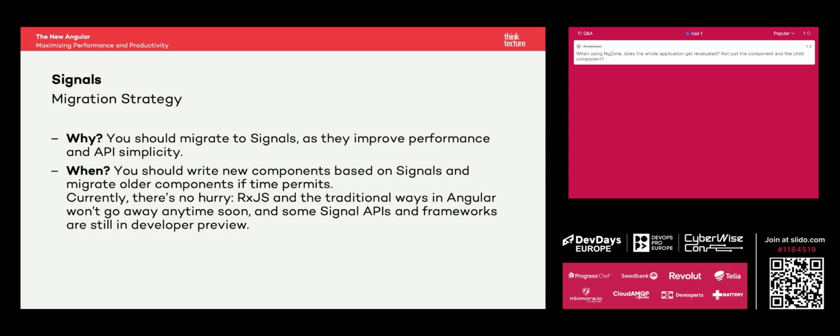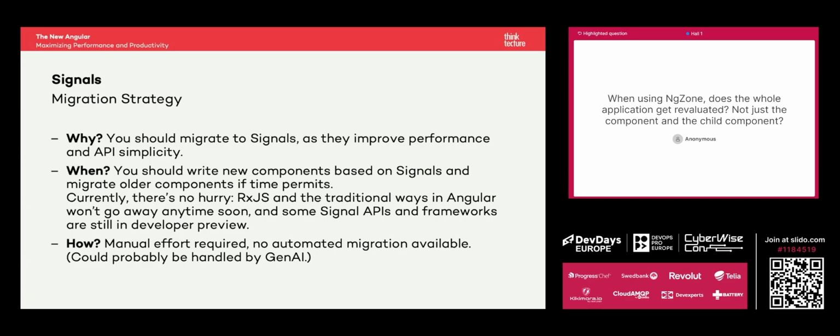When should you do it? I would write new components based on Signals starting from now, and whenever you have time, I would also basically adapt the rest of your components that you have in your application. There's no hurry, so RxJS will stay, and the traditional ways will also not go away anytime soon. But as always, don't lose time and just do it before you have to switch everything at a certain point in the future.